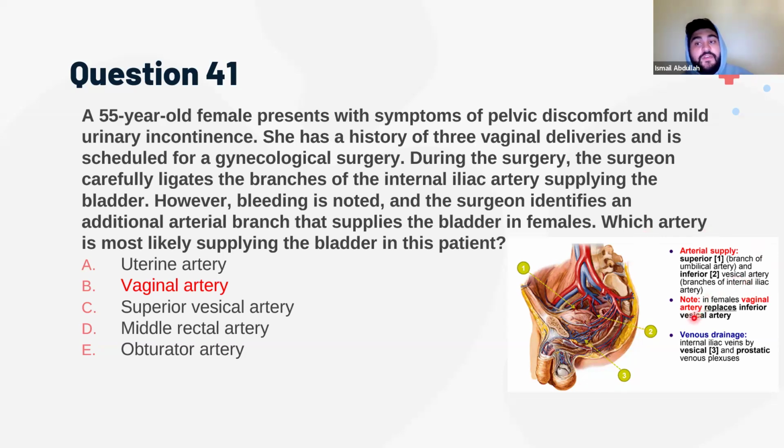And it's usually the inferior vesical, not the superior vesical, that supplies the bladder. It's usually the inferior vesical artery and the superior umbilical artery. In males, you would have the inferior vesical artery, as I mentioned, but in females it would be replaced with the vaginal artery. So that's worth knowing. Cool.